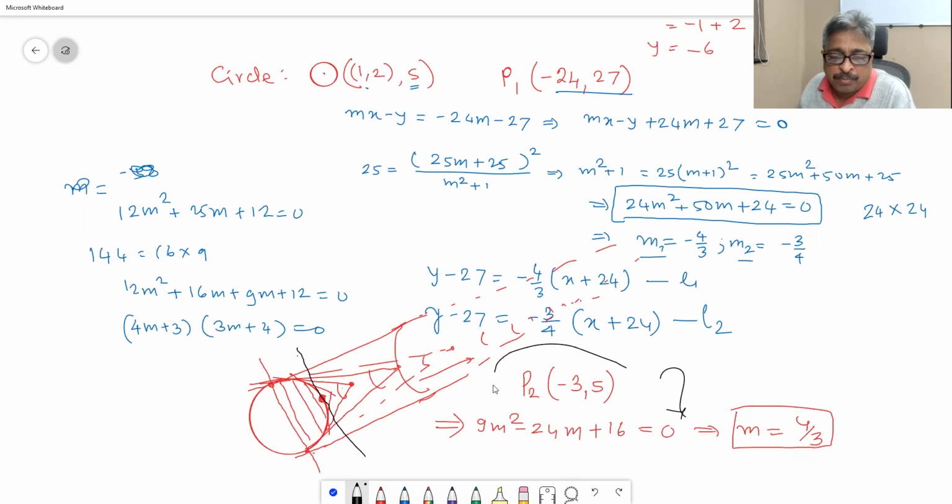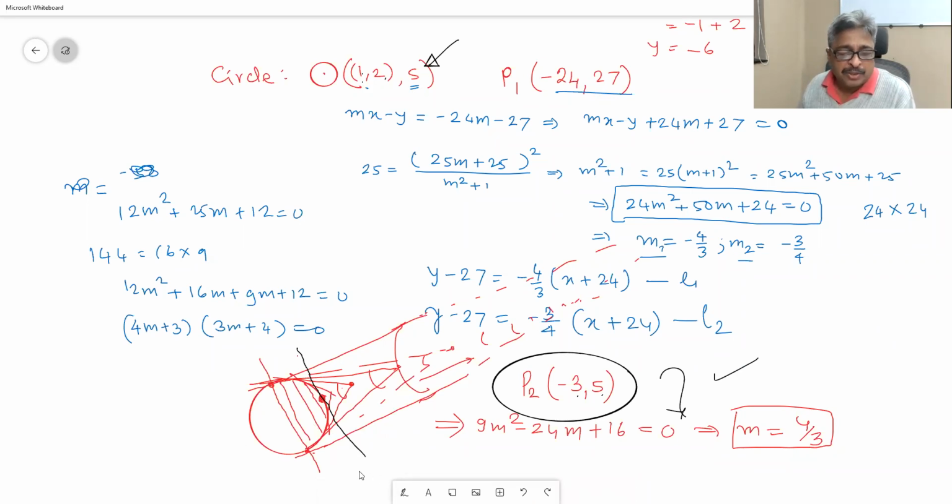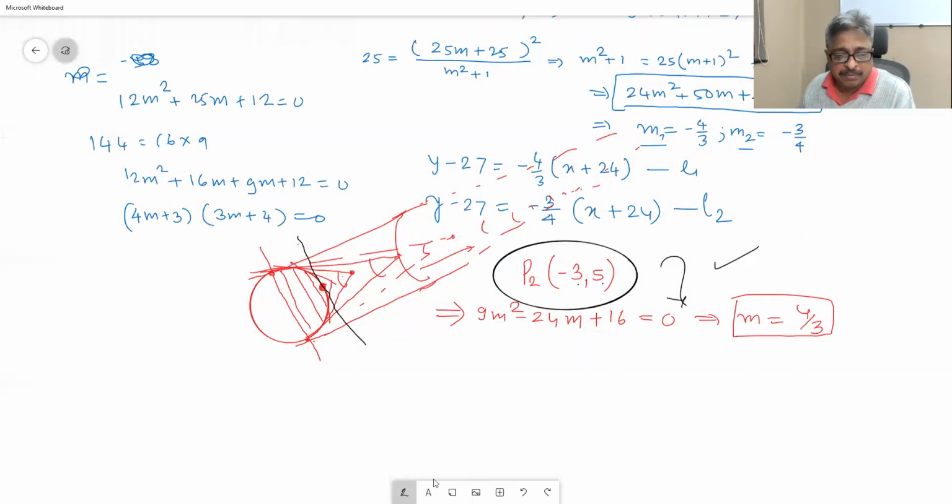Therefore, you can cross check: point P2 must be lying on this circle. P2 is 5 distance away from the center, I think so. 5 minus 2 is 3, that is 9. Minus 3 minus 1 is minus 4, that is 16. 25, root 25 is 5. So it is good. Algebra is correct. Maybe we were wrong. Let us see what point number 3 tries to teach us.